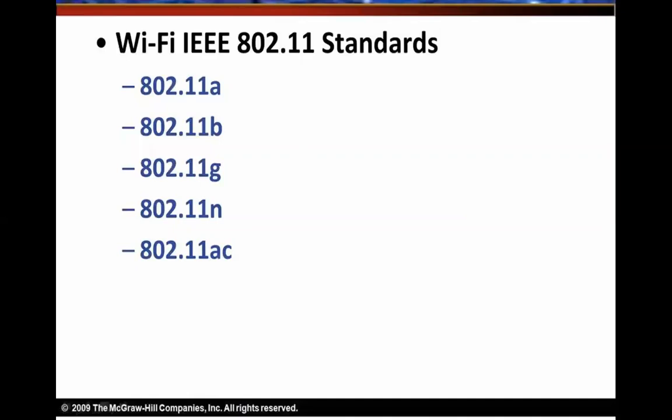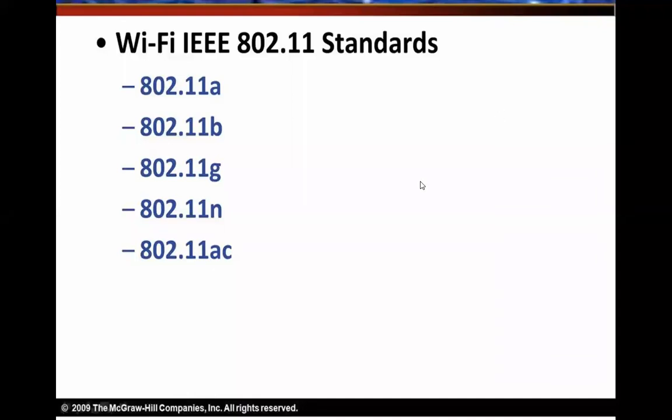And the next point is how many standards come under this Wi-Fi. I already told you that Wi-Fi, wireless fidelity, has sub-standards, which we are going to see: 802.11a, 802.11b, 802.11g, 802.11n, and 802.11 AC. These are some of the standards we are going to see in Wi-Fi, that is wireless fidelity.